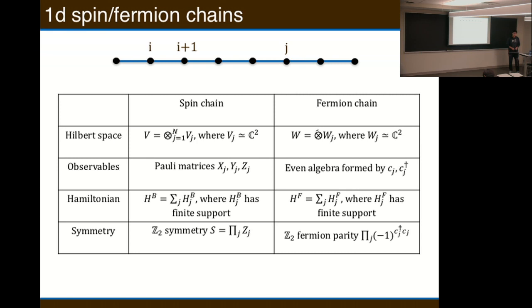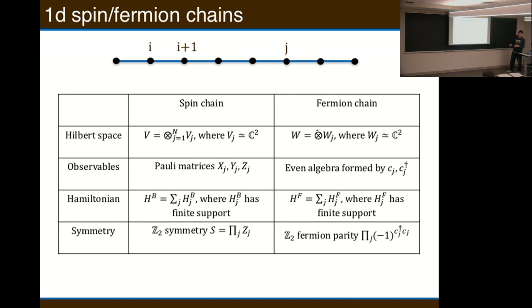So let's warm up in the 1D system. So consider we compare two systems. The first one is the spin chain, and the second one is the fermion chain. So the Hilbert space looks the same. For each site, there's a spin up, spin down. And for fermion, there's unoccupied or occupied.